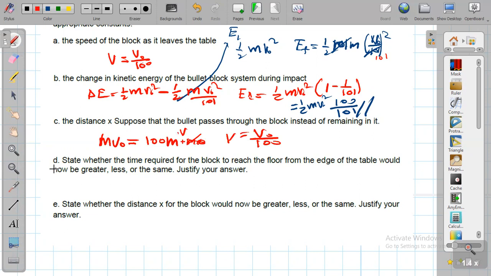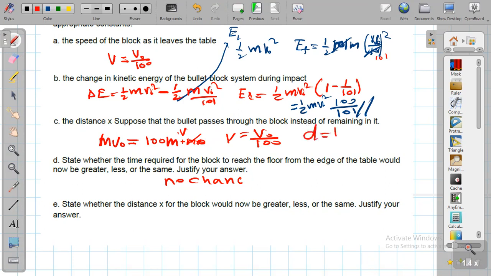State whether the time required for the block to reach the edge of the table would be greater, less, or the same. No change. No change. Distance, sorry, distance.